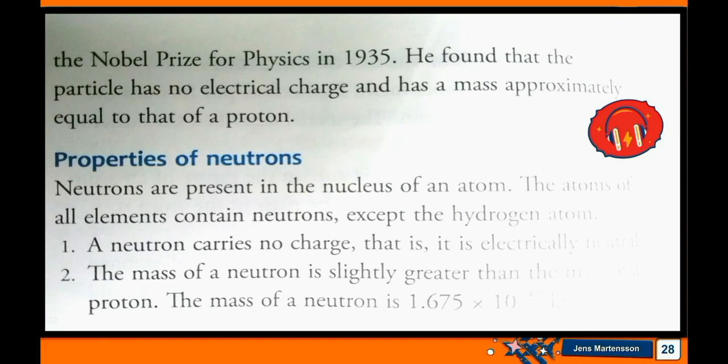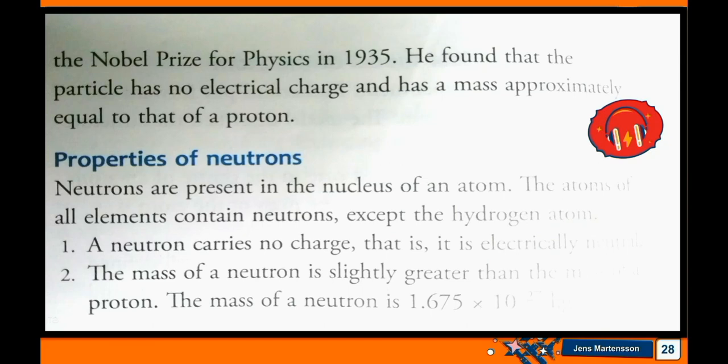The neutron didn't have any charge and the mass was approximately equal to that of the proton. Properties of neutrons. Neutrons are present in the nucleus of an atom along with the protons, and the atoms of all elements contain neutrons except that of the hydrogen atom. Now, the hydrogen atom doesn't have neutrons, all other elements have neutrons. This is an important thing, you have to remember this one.